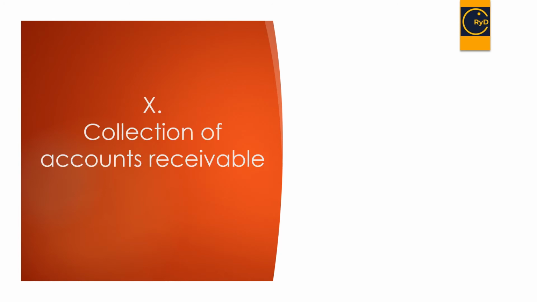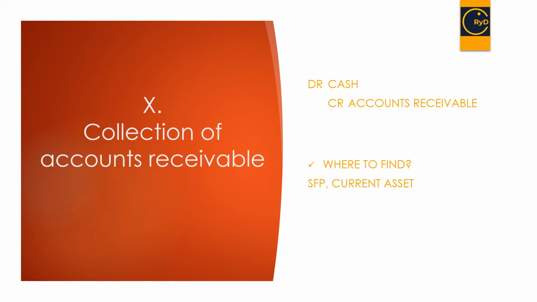Next, we have the collection of our accounts receivable. Our entry would be debit to cash and then credit accounts receivable. Where can we find this? In our current asset SFP. And the activity is operating.